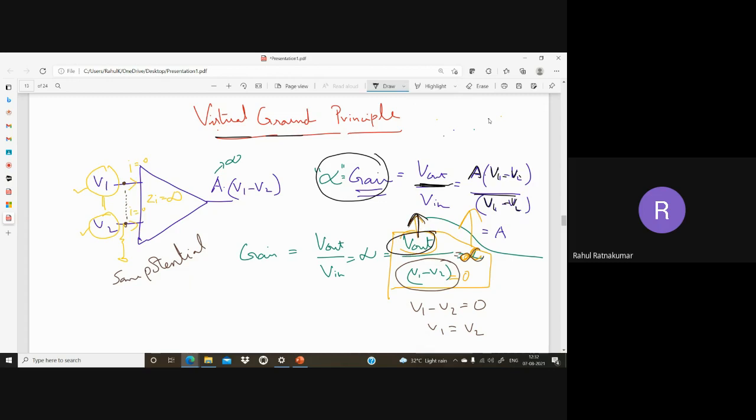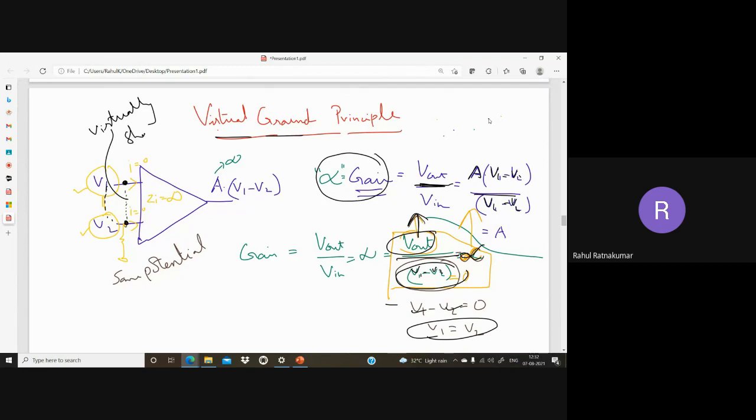So V out by V in should be infinity, and V in is V1 minus V2. So this being infinity means V1 equals V2. That means V1 and V2 are at the same potential. Although virtually we assume this is a short circuit. Virtually this is a short circuit. This is called the virtual ground principle.